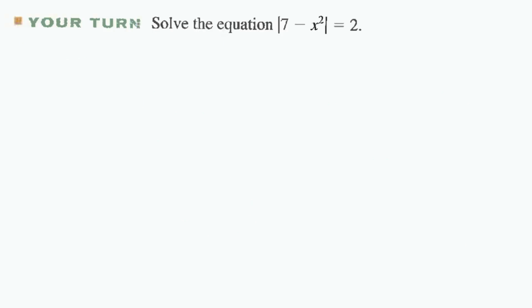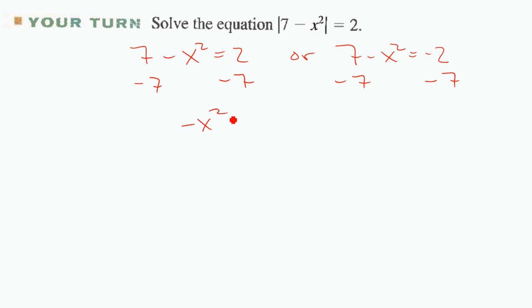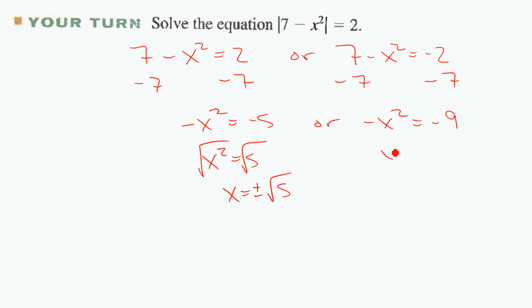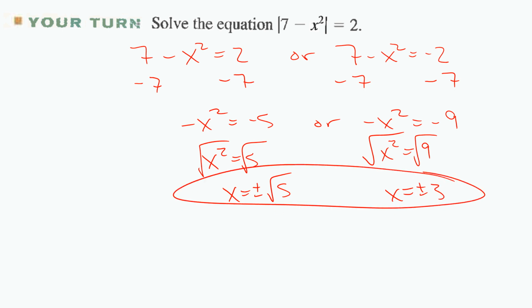Your turn. 7 minus x squared equals 2, or 7 minus x squared equals -2. Subtract 7 everywhere. So -x squared equals -5, or -x squared equals -9. x squared equals 5, so x equals plus or minus root 5. x squared equals 9, so x equals plus or minus 3. 4 answers.